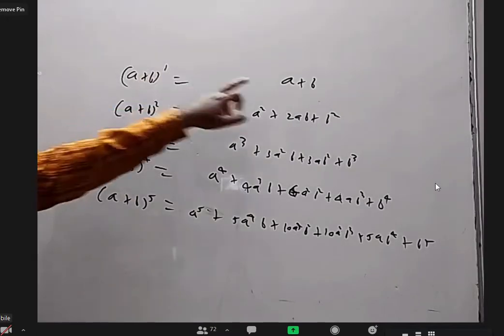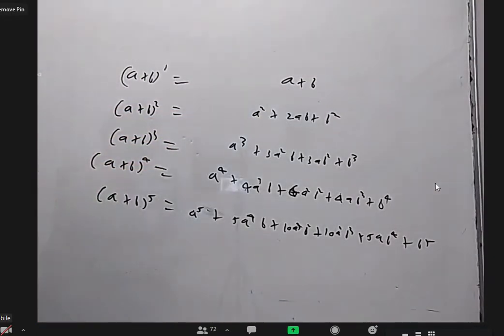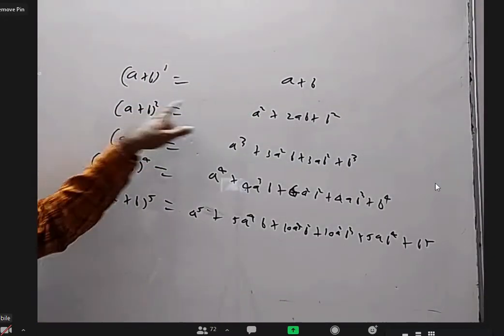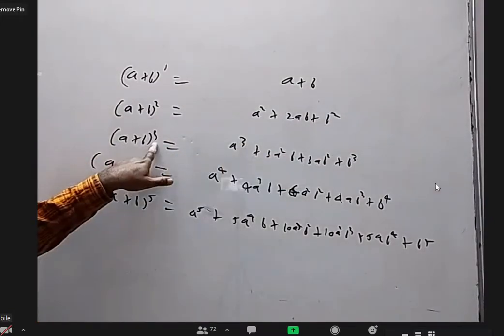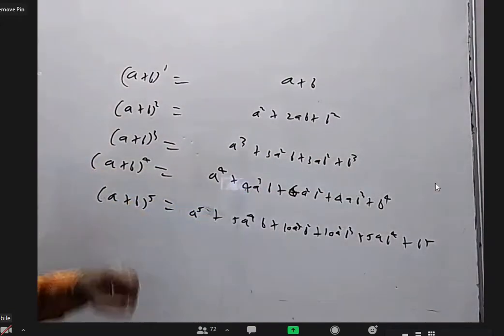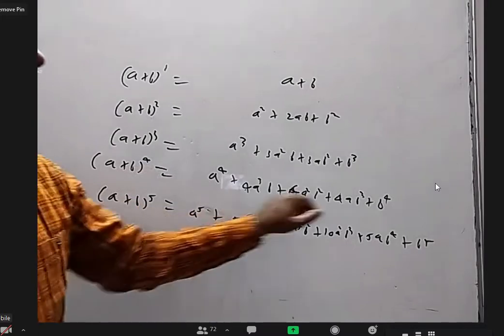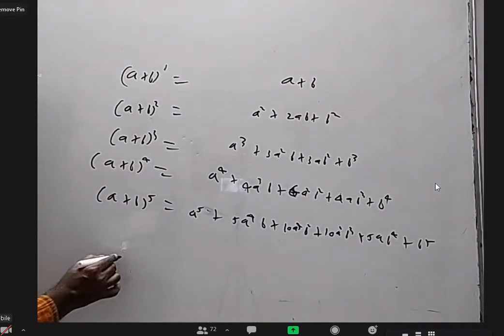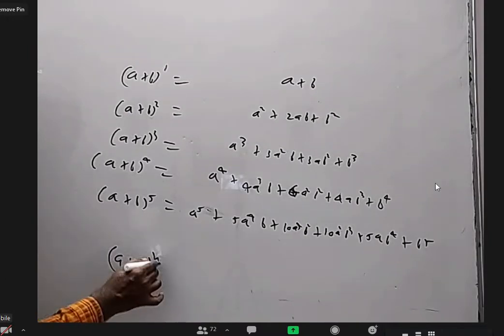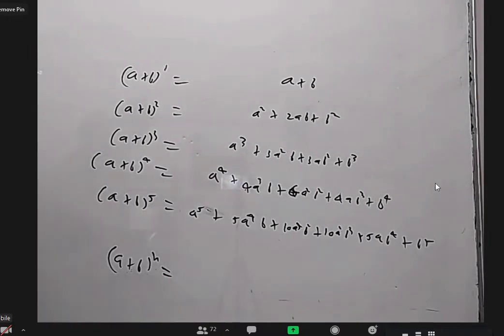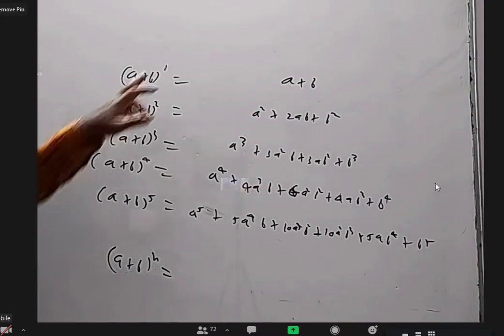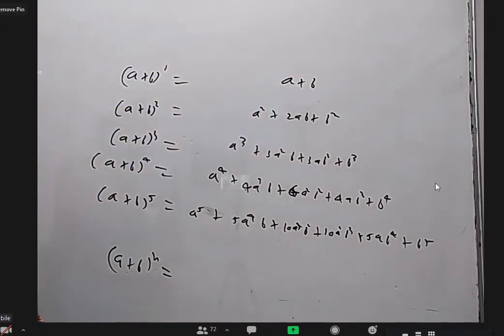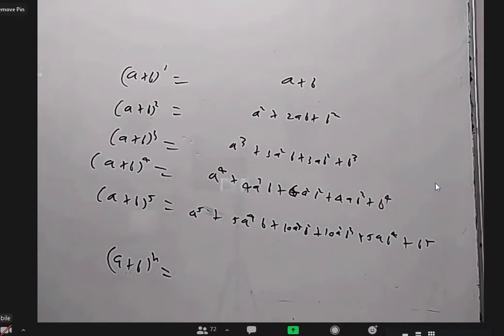When power is 1, we have 2 terms, right? And when power is 2, we have 3 terms. When power is 3, we have 4 terms. When power is 4, you have 5 terms. When power is 5, you have 6 terms. So when you take (a plus b) whole power n and expand, how many terms will come? n plus 1, one extra. When power is 1, you are having 2 terms, no? Yes, sir. So the number of terms is n plus 1.